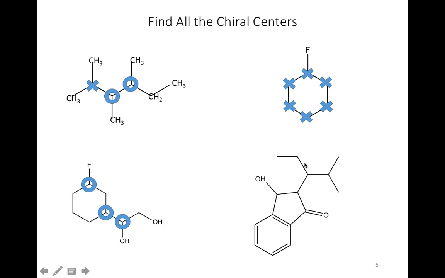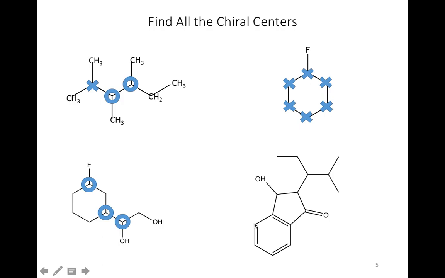All right, when I look at this molecule, I can immediately eliminate. I've got a CH3, a CH2, a CH3, a CH3. This carbon has two methyls, so it's out. If I look at this carbon, I have an ethyl, an isopropyl, a hydrogen, and then this mess. So I think that's going to be a chiral center.